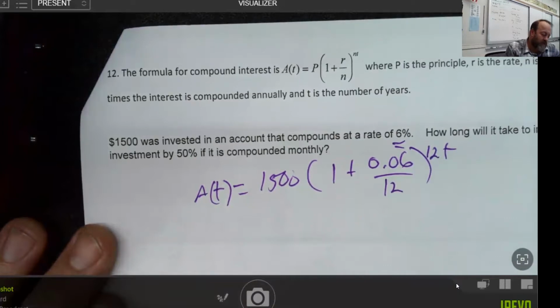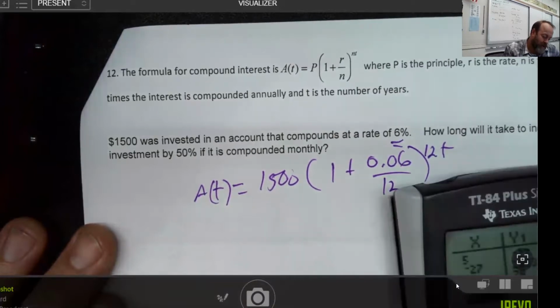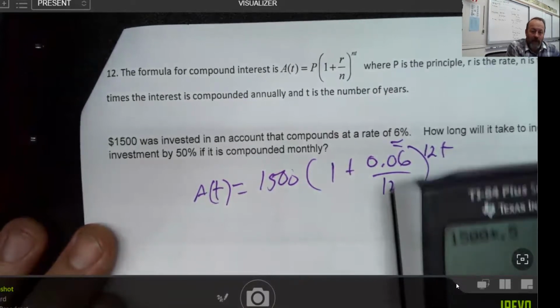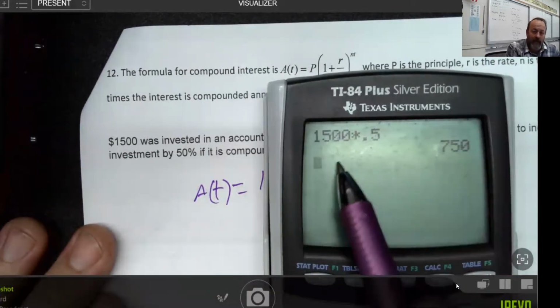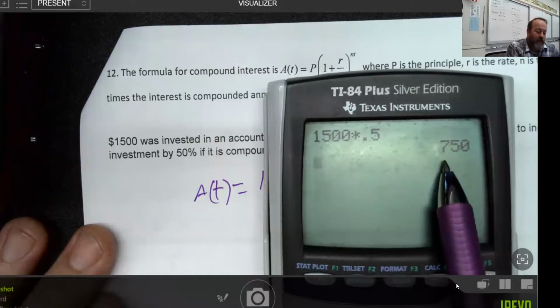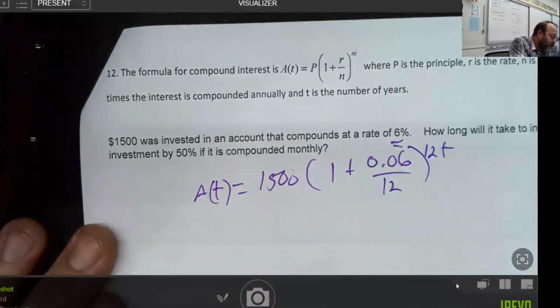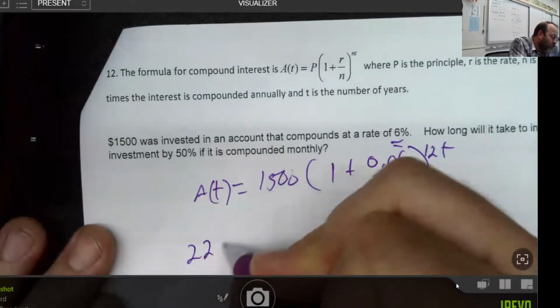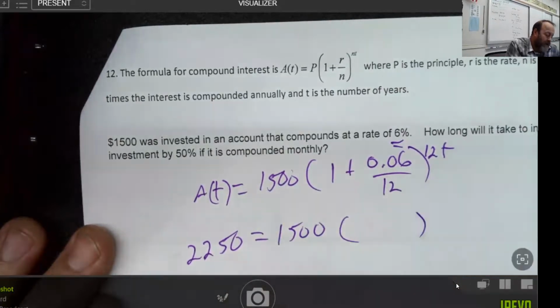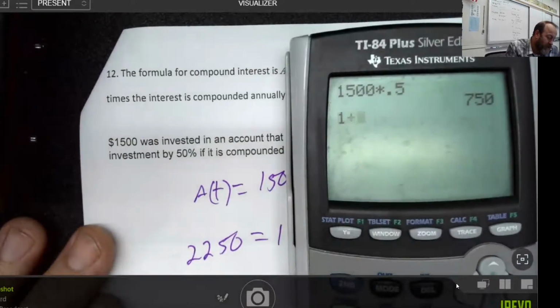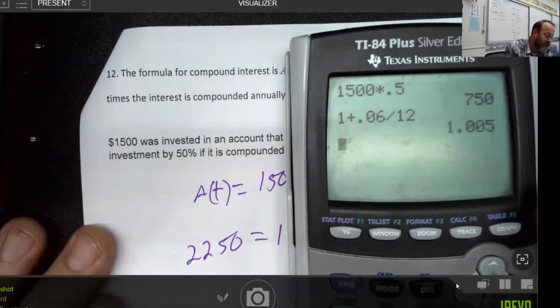So what you want to do is we're going to take 1,500 and we're going to multiply that by 0.5. So I want an extra $750 to my investment. Now, but keep in mind, I still had my 1,500 that I had plus my 750. And so we're looking at $2,250. And I want to know, when will I have that? And again, 1 plus 0.06 divided by 12 is 1.005.